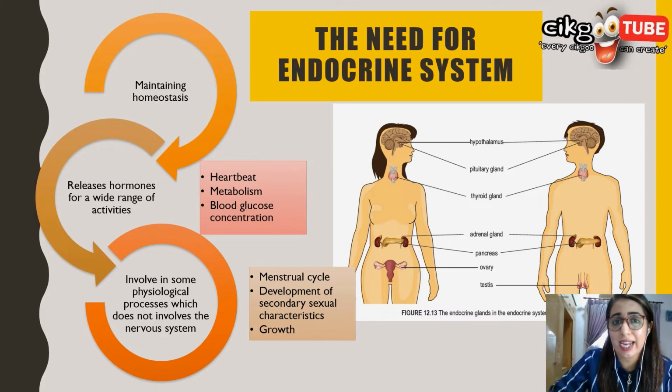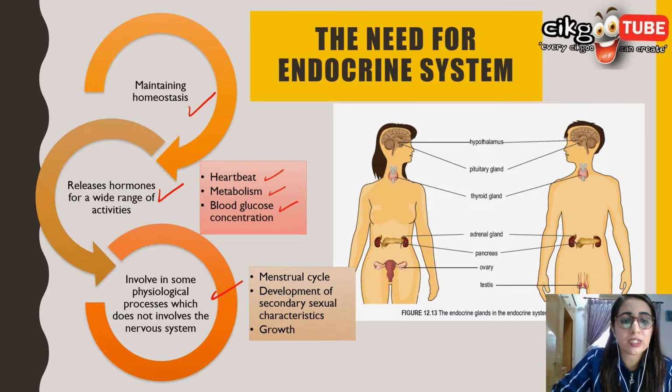So basically, the endocrine system is very important in maintaining homeostasis, and also in releasing hormones for a wide range of activities such as heartbeat rate, and to control metabolism and blood glucose concentration. The endocrine system is also involved in some physiological processes which do not involve the nervous system. For example, as I said just now, the menstrual cycle, and growth and development of secondary sexual characteristics.